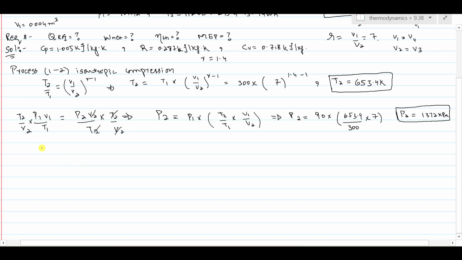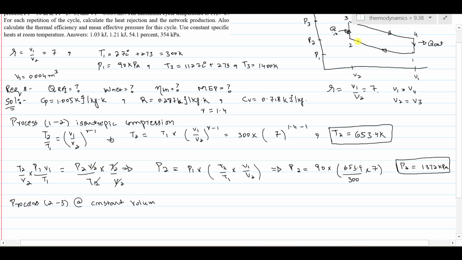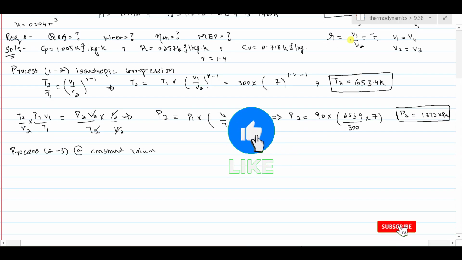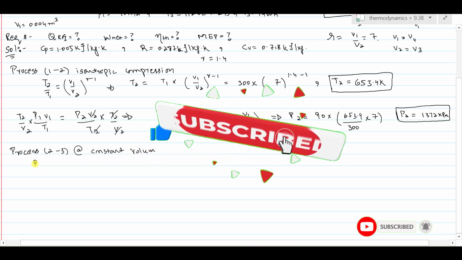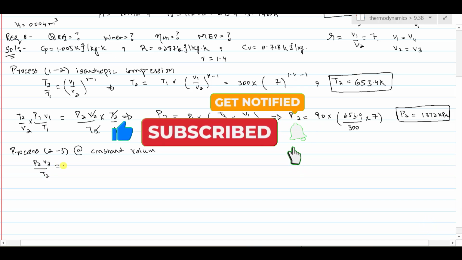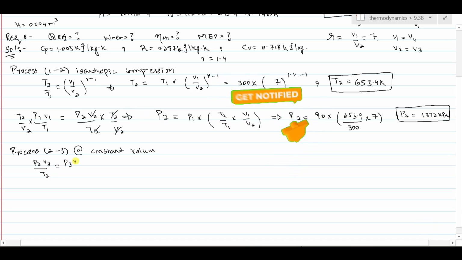Now consider the process 2 to 3 that is taken at a constant volume, and heat addition takes place. This is process 2 to 3 at a constant volume. We can say that P2 V2 divided by T2 equals P3 V3 divided by T3. Rearrange this equation for P3.